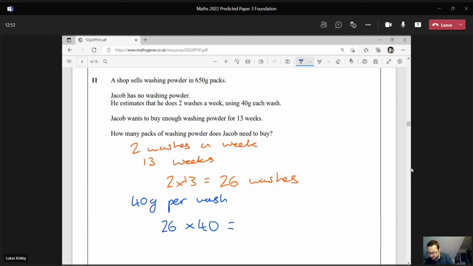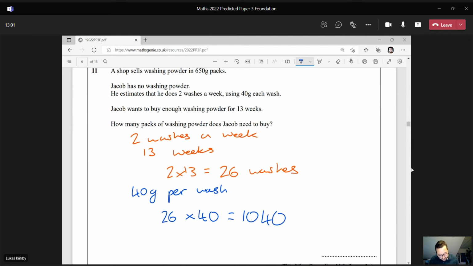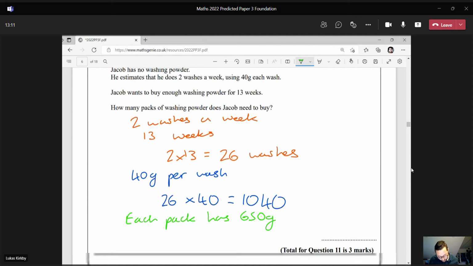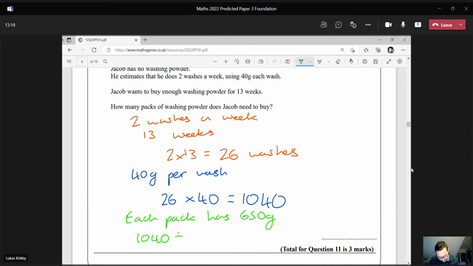So again, let's use my calculator. 26 times 40, that gives me 1040. We know that each pack, so let's use another colour again, each pack has 650 grams. So 1040 divided by 650 is 1.6. So you can't buy 0.6 of a pack, so he's going to need 2 packs to have enough. And he should have some powder left over.